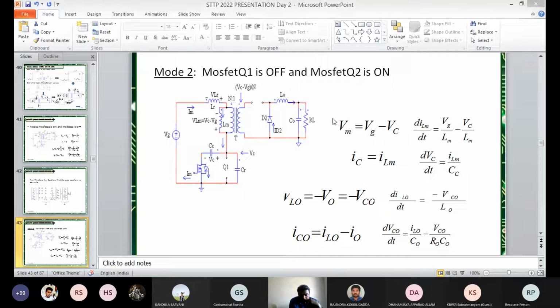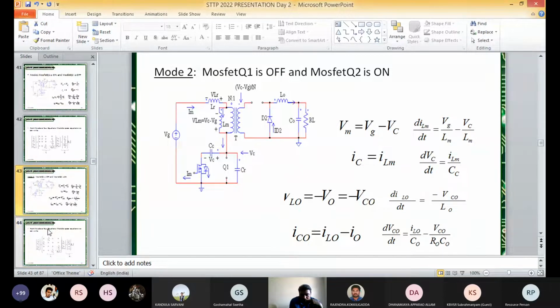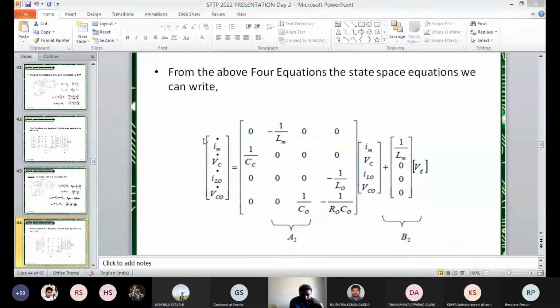Similarly, with the help of these four equations, we write the state equations here. The same state equations we represent in matrix form corresponding to the off state of the main MOSFET. From this we get A2 and B2.